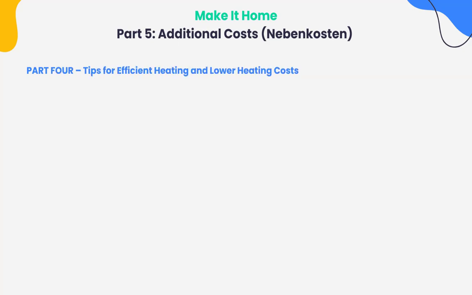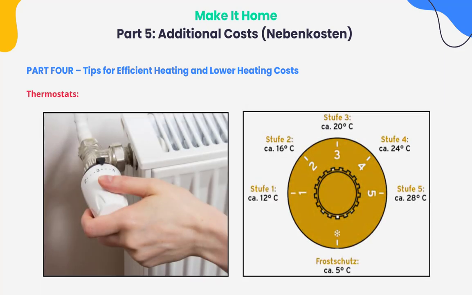Tips for efficient heating and lower heating costs. First, let's talk about thermostats. Most radiators in Germany have a knob with numbers from 1 to 5. These numbers do not control speed, they control the target temperature. Turning the knob higher does not heat the room faster, it simply means the radiator stays open longer. A setting between 2 and 3 usually corresponds to around 20 degrees Celsius, which is considered comfortable for daily living.